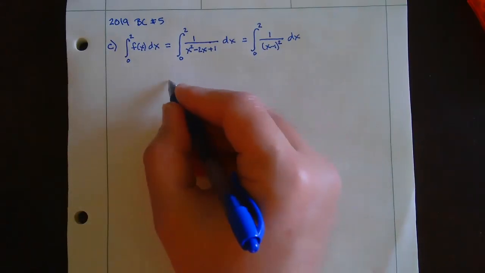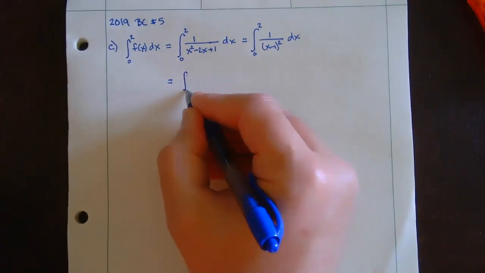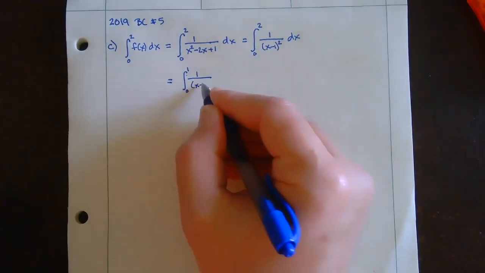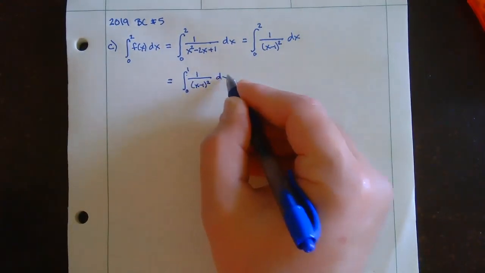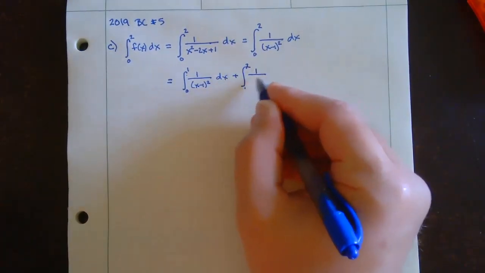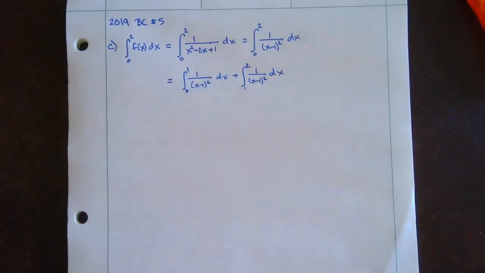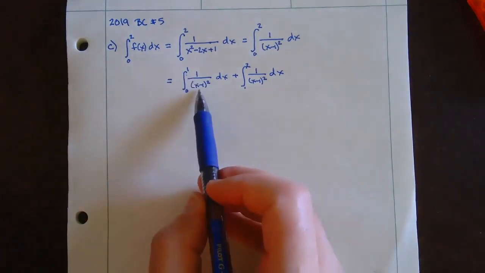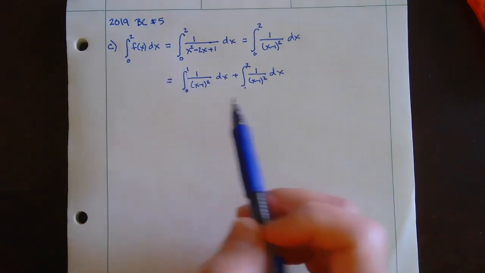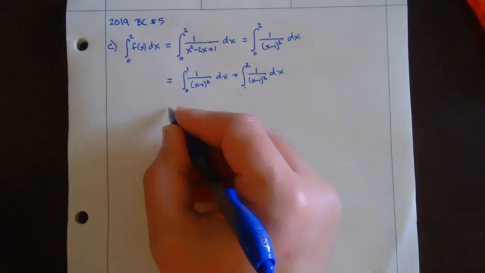We're going to have to break this up into the integral from 0 to 1 of 1 over (x minus 1) squared dx plus the integral from 1 to 2 of 1 over (x minus 1) squared dx. We can't put 1 in here because that's where the discontinuity happens. So we're breaking it up where the discontinuity happens, x equals 1. To do this integration, we have to look at a limit.